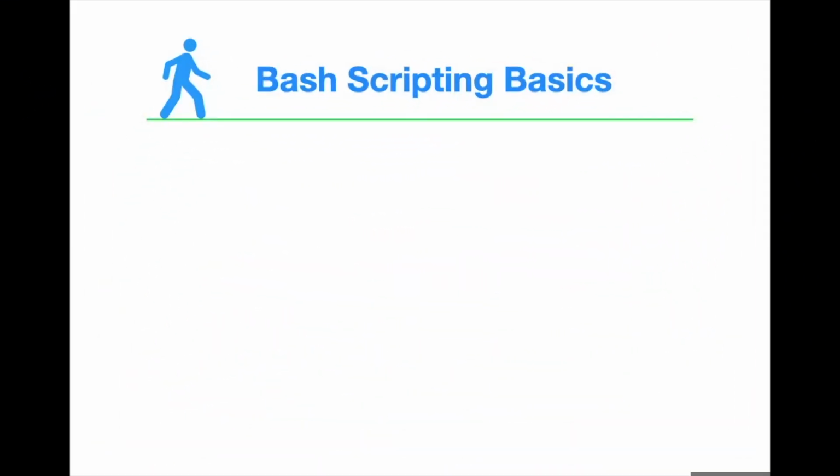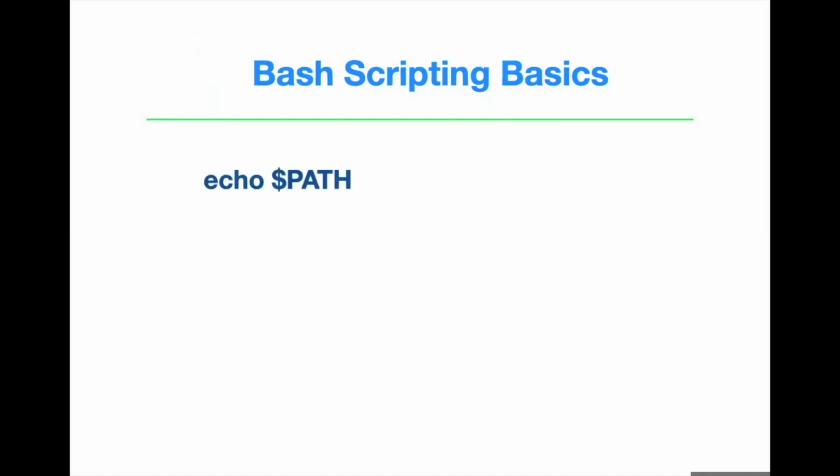In this module, we'll see the basics of bash scripting. First one is the path. Whenever you execute any command in the Unix shell, it will look for a path, meaning where the binary for the command is located. The path variable contains the location where the Unix shell will look for the commands to be executed.